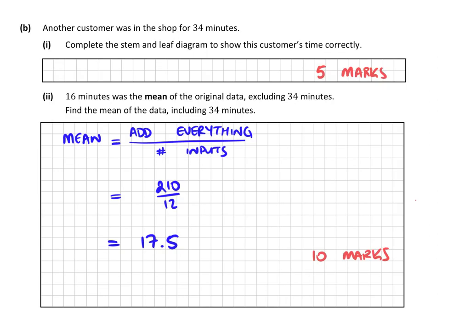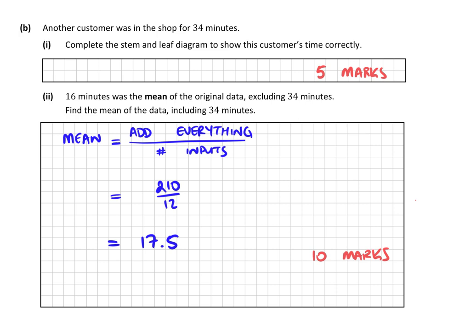So the next part, as I said earlier, had already been completed. Another customer was in the shop for 34 minutes. Complete the stem and leaf diagram to represent this customer's time. So that was worth 5 marks again. And the last part of this question asked us for the mean value. 16 minutes was the mean value from the original data, excluding 34. Find the mean of the data, including 34.